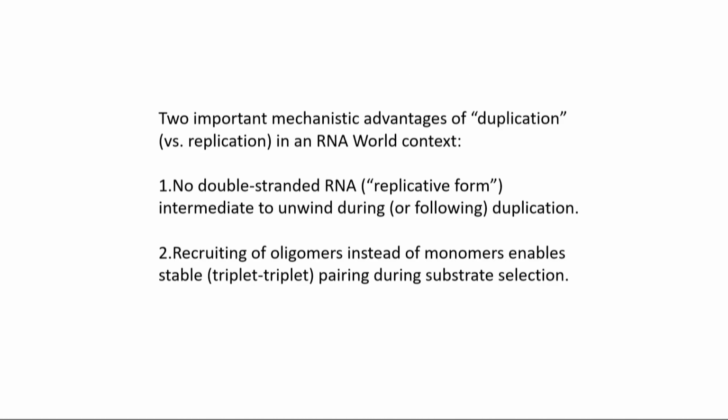And 2 important mechanistic advantages here are there's no double-stranded RNA at the end after you've duplicated, because the triplets just fall off, or the dRNAs just fall off. And recruiting of oligomers instead of monomers, as you have in RNA polymerases, means that the substrates would bind somewhat stably during polymerization. And you would just have to ligate them together. And there have been many examples of people evolving RNA-based ligases in the laboratory using SELEX. So we think it's not crazy.